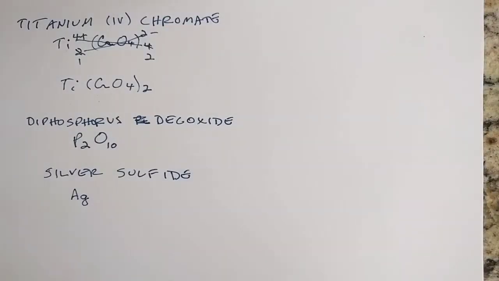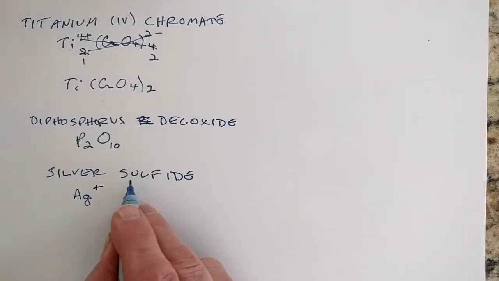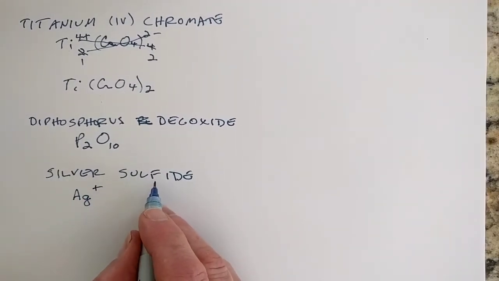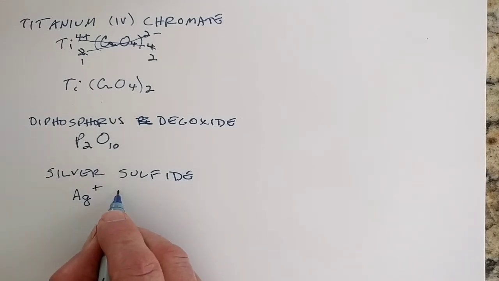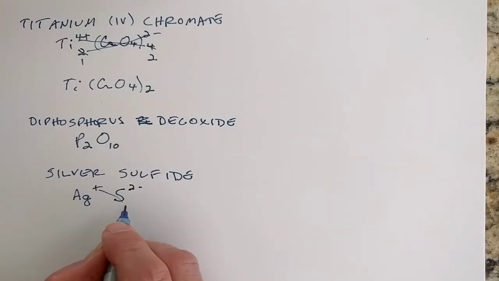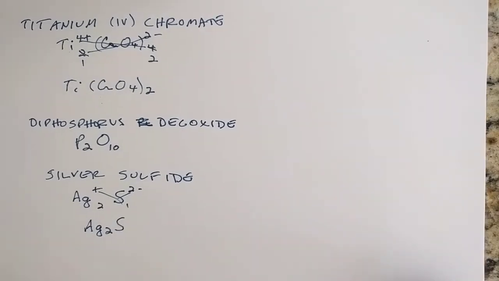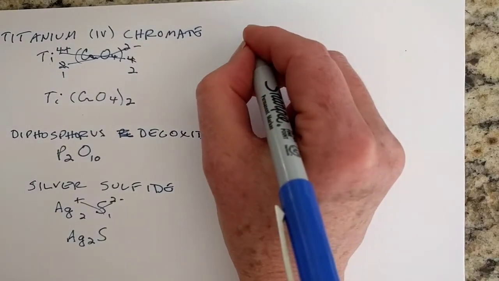All right, so silver, Ag+. Sulfide, it ends in IDE. This is the monatomic sulfur ion. It's not polyatomic. S, we look on the periodic table, and we see that we have a 2- charge. Cross 1 and 2, and rewrite, because 2 to 1 is the lowest whole number ratio. Ag2S is our formula. Okay, let's do a few more.